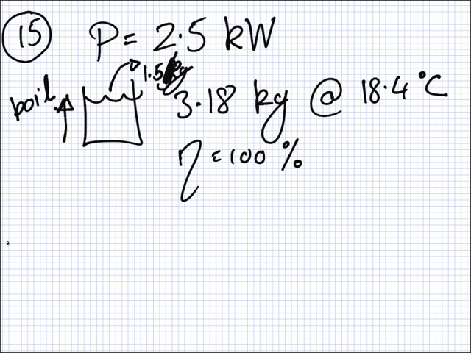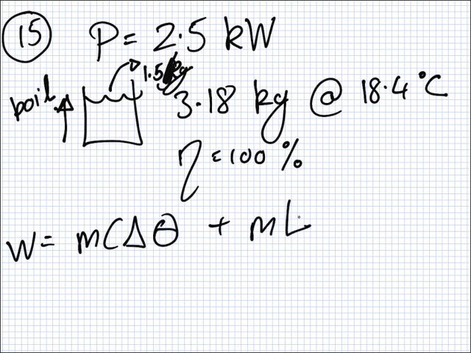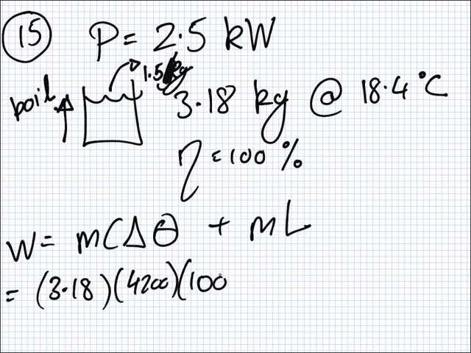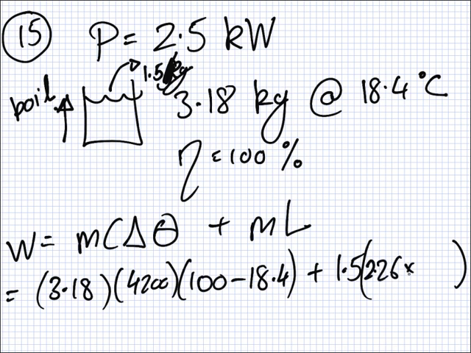So the work done will be mc delta theta plus ml. Okay? So that would be 3.18. What do they use for c? Is it 4181 or 4200? 4200? Times 100 minus 18.4, plus 1.5 times the latent heat of evaporation of water, 2.26 times 10 to the 6.